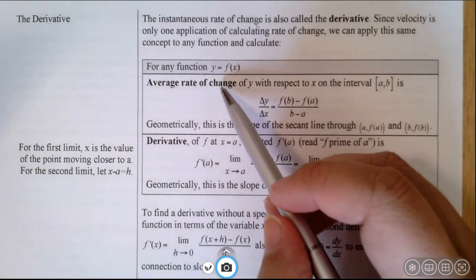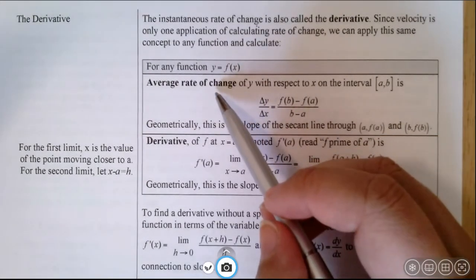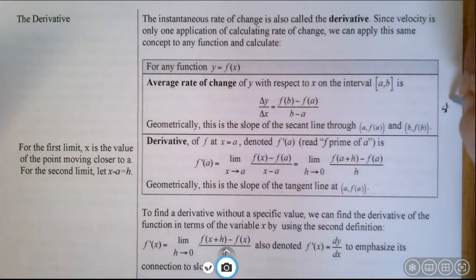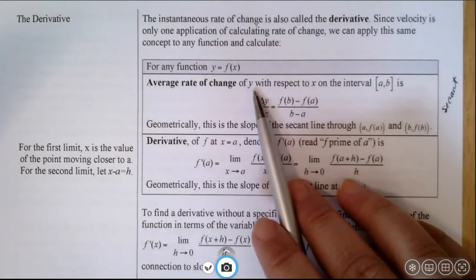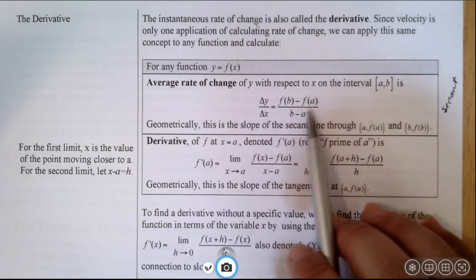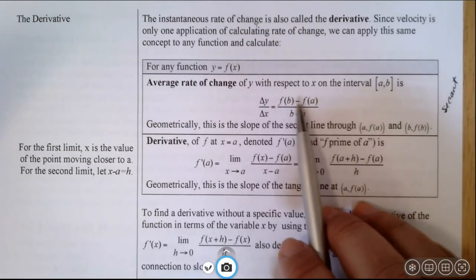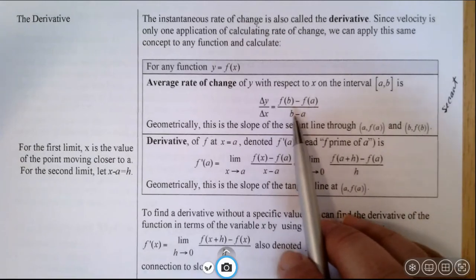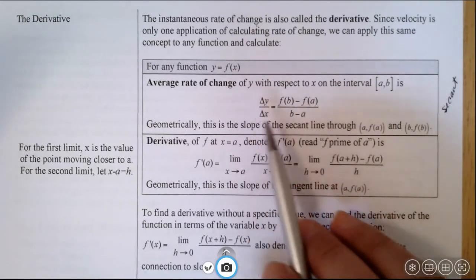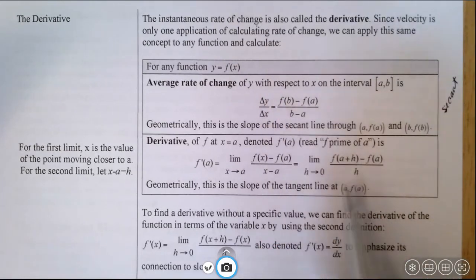For any function, y equals f of x, the average rate of change, remember this is the one that's related to the secant line that goes through 2 points, of y with respect to x on any interval ab can be calculated this way. The difference in our y values divided by the difference in our x values. Remember, it's a slope of a secant line, so it's the same formula that we use for slope, okay?